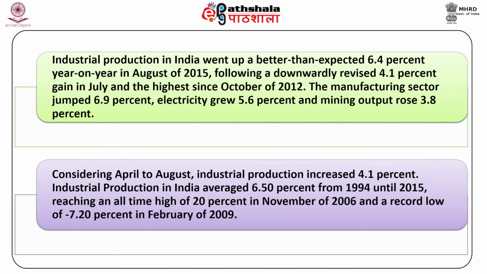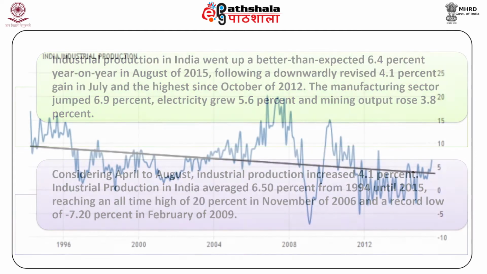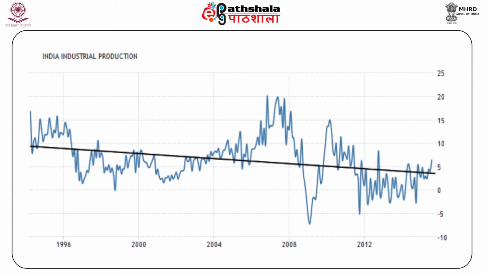Industrial production in India averaged 6.50% from 1994 until 2015, reaching an all-time high of 20% in November of 2006 and a record low of minus 7.20% in February of 2009. Looking at the trend line in figure 1, we can see a downward trend in the IIP.